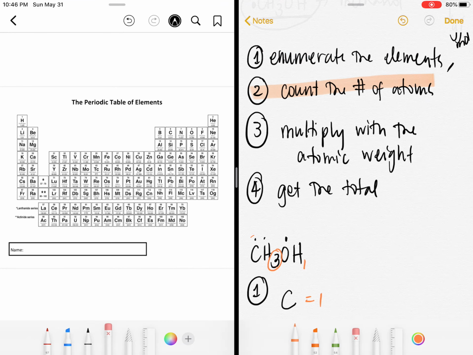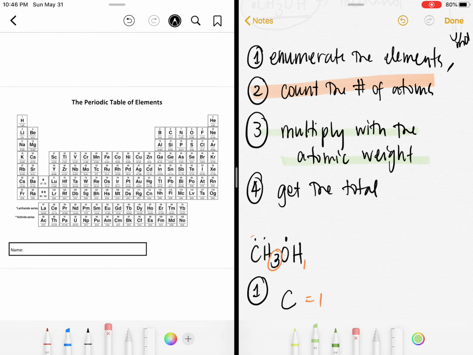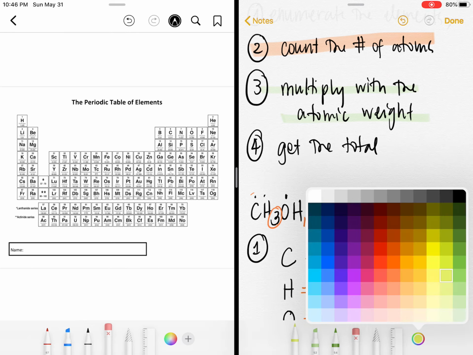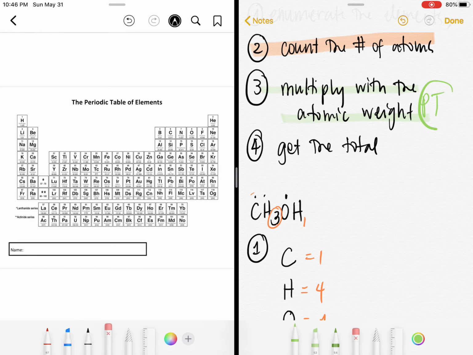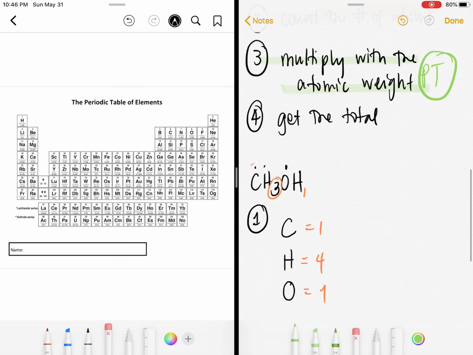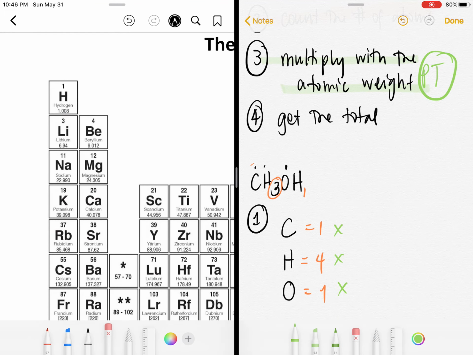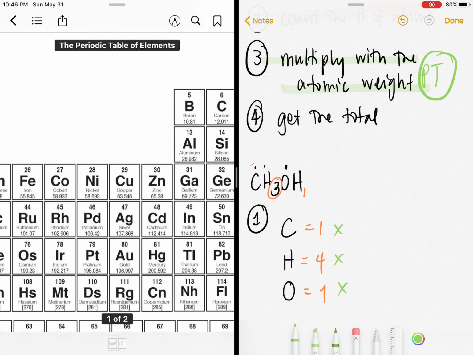Madali si step 2? Madali lang. Now, step 3, multiply with the atomic weights. Saan mo kukunin yung atomic weight? Kukunin mo na to sa periodic table of elements. So, hanapin mo si carbon. Sabi, multiply. So, maglagay ka dyan ng multiplication sign. Next, carbon. Asan si carbon? Kunin mo yung atomic weight.